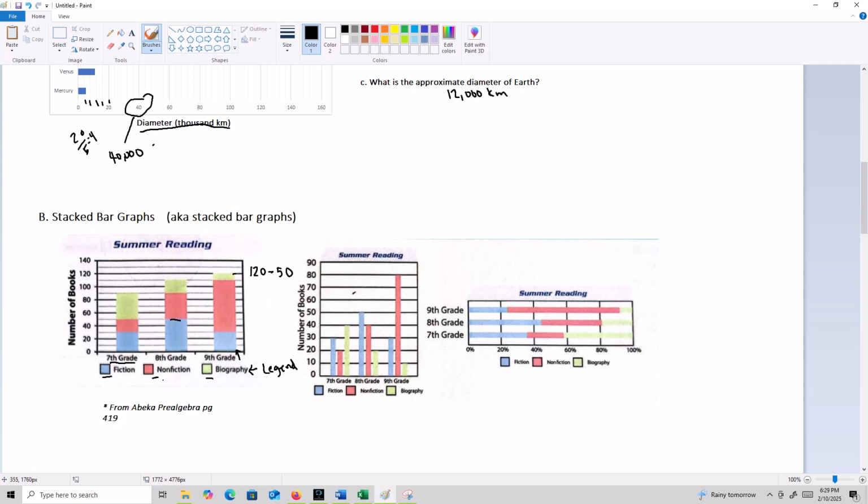Notice asking that question, how many nonfiction books, we actually have 2 categories they're looking for. They're looking for nonfiction and biography because biography is a nonfiction book too. So we get a total of 80 books.